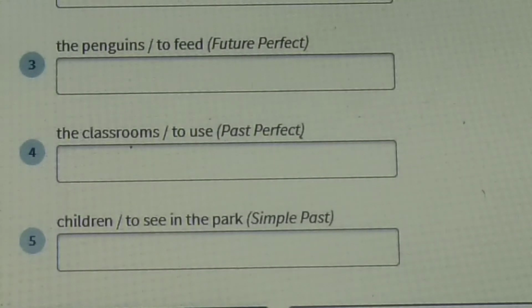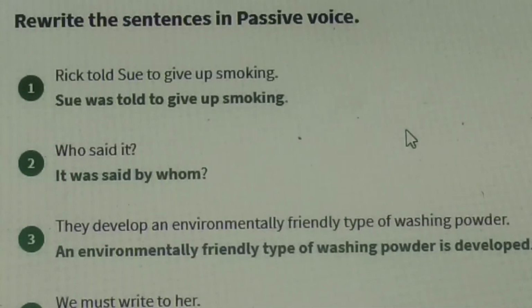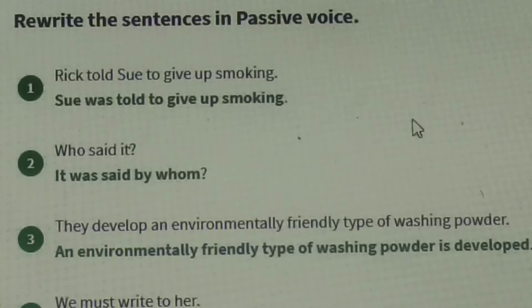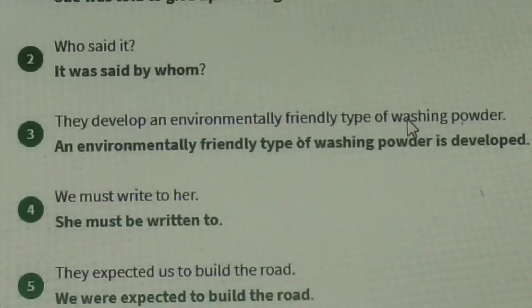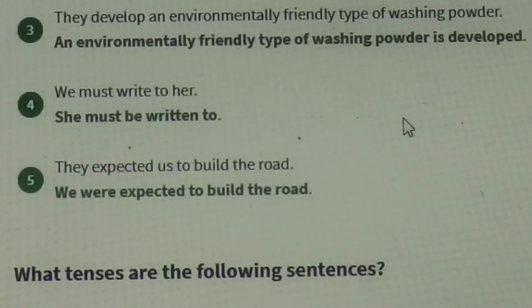Children to see in the park. Simple past. Look at the answers, children. Check whether you got them right, children. Come on, check. Are you checking? Very good. Do your corrections if they are not correct.